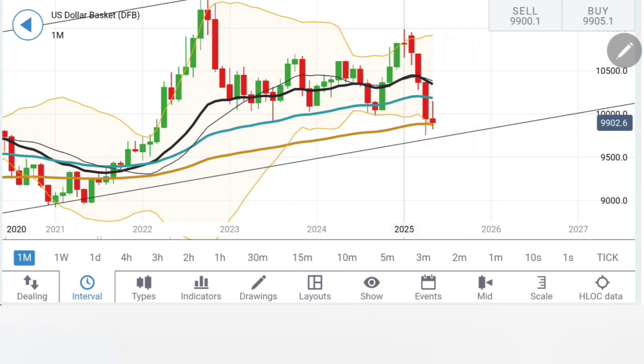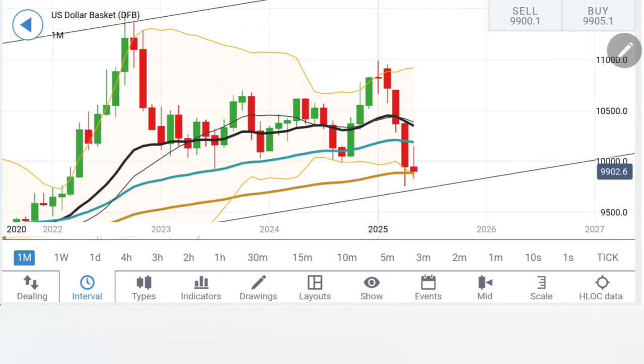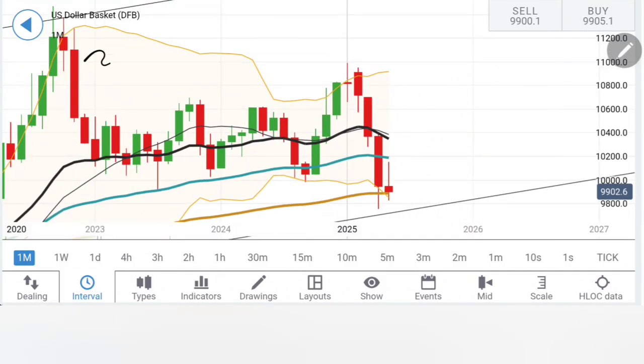Let's start. First, let's have a look at the monthly charts, and towards the end of this update, I'll be sharing the levels, so do watch till the end. You can see this drop, retracement, and the second move has come.